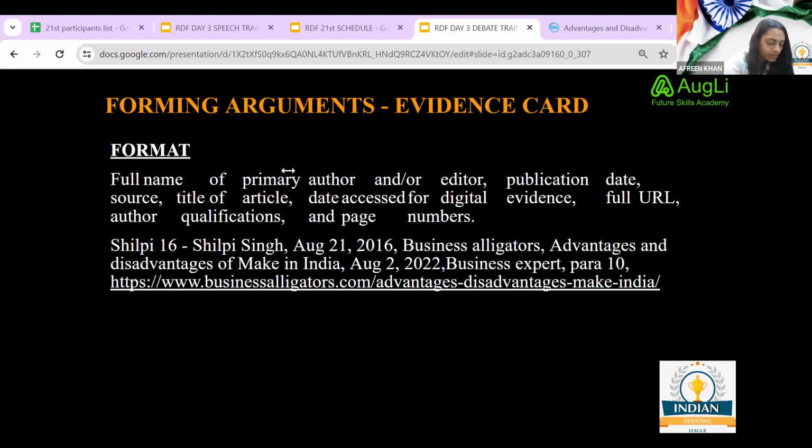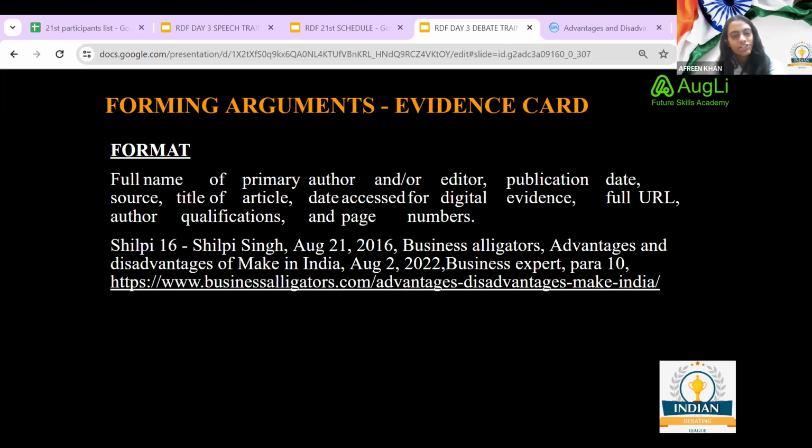Okay. So the first thing that we need is the name of the primary author. What is the primary author? Can you see here? It is Shivani Azad. So I'll put Shivani Azad, then a comma, and then there is the publication date.